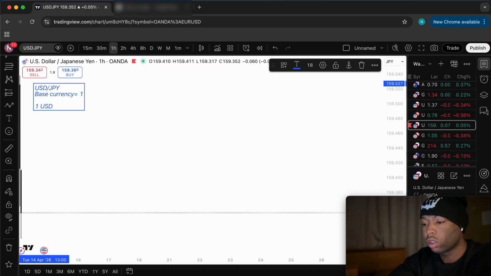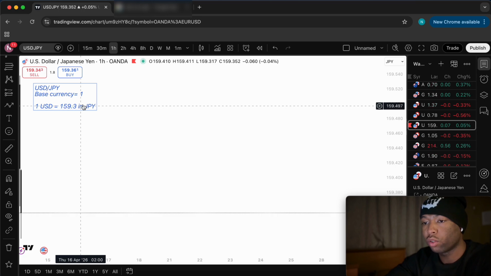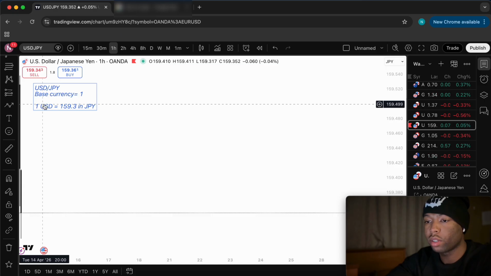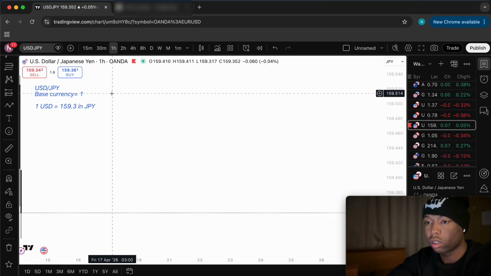1 US dollar equals, so this is price right here, 159.3 in Japanese yen. So all this would mean is that if I was in the US and I traveled to Japan, my dollar would be equal to 159.3 in Japan. Now, if I was in Japan and I traveled to the US, 159.3 Japanese yen would amount to $1 in the US. Okay?